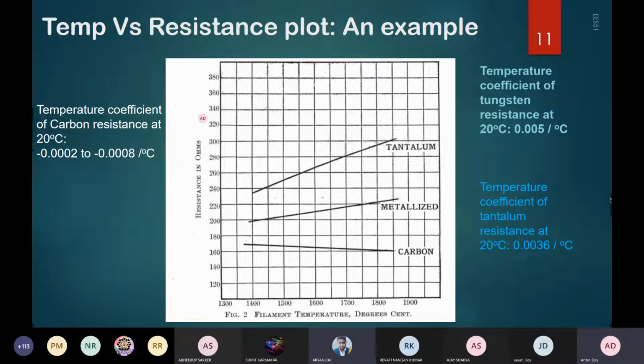So here we are showing that for the carbon, this is the ideal situation when we have a negative temperature coefficient. Its value is like this. And for the tungsten, it is somewhere between tantalum, like in this range. It is not shown actually, but it will demonstrate a positive temperature coefficient. That value is 0.005 per degree centigrade, and it's positive. So it will have a positive slope. It will be between tantalum and this.